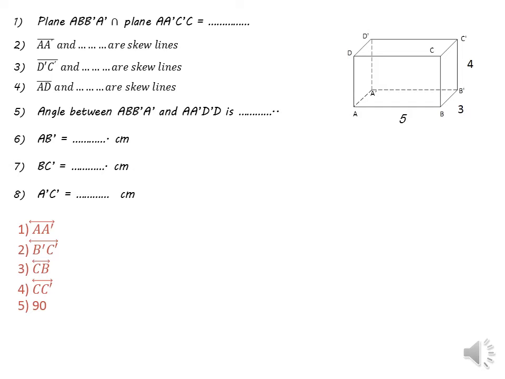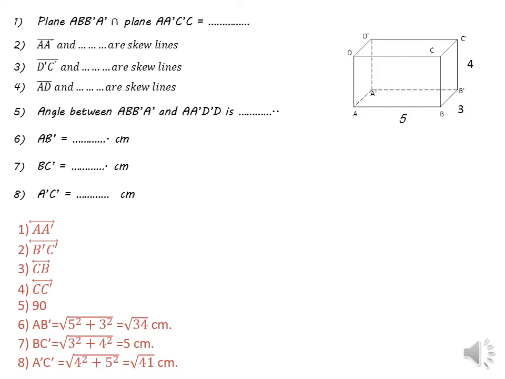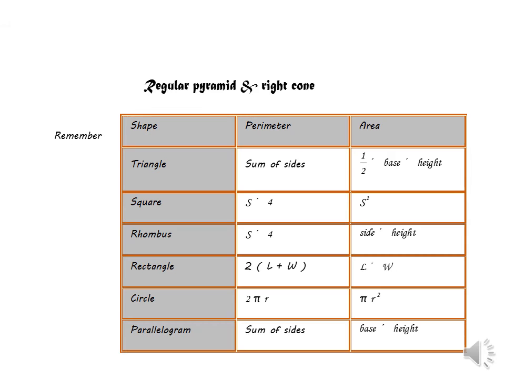We need to find the length of AB'. AB' is a diagonal in the right angle triangle ABB', so it will be the square root of 5 squared plus 3 squared. Finally, it will be root 34. BC' also is the diagonal in triangle BB'C', so it will be 3 squared plus 4 squared, equal 5 centimeters. And finally A'C, a diagonal in the right angle triangle C'B'A', will be the square root of 4 squared plus 5 squared, equal root 41 centimeters.